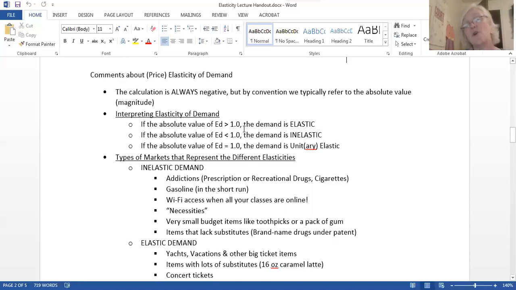When I ask you on a quiz or a homework or an exam to interpret, you're going to say elastic, inelastic, or unitary when we're talking about demand and supply. You will not use those terms to describe cross price or income. So keep that in mind. These are only labels that apply to the elasticity of demand and the elasticity of supply. Cross price and income have their own labels that we're going to use, and I'm going to present them here in the handout in just a minute.